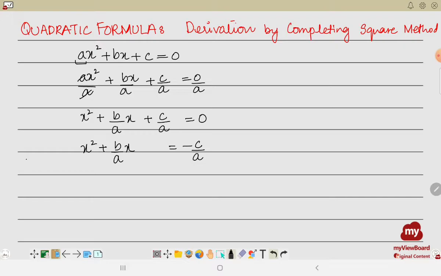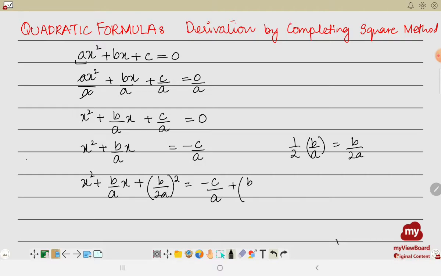And the next step of working is that we have to multiply the coefficient of x by 1 by 2. Here the coefficient of x is b over a, so we'll multiply b over a by 1 by 2 and we'll get b over 2a. After multiplying the coefficient of x by 1 by 2, we have to add the square of it on both sides. So we'll add the square of b over 2a on both sides, and here we'll also have the square of this term.